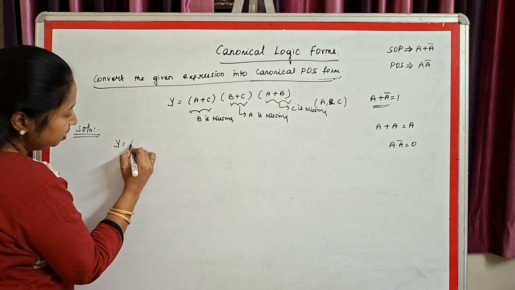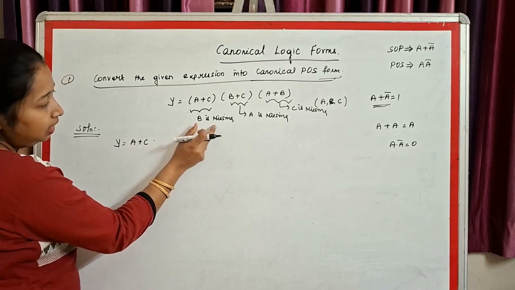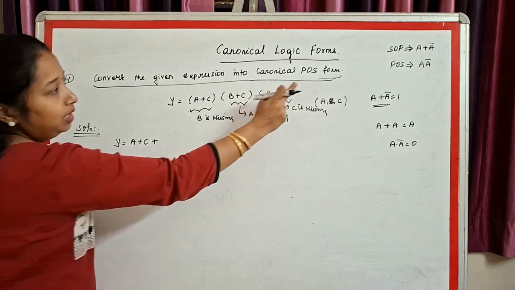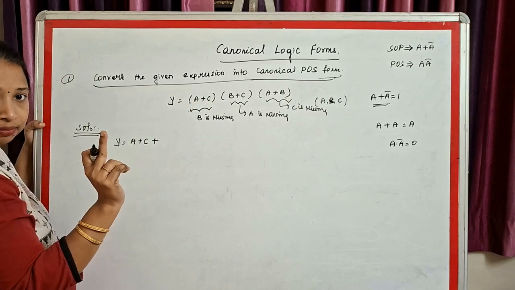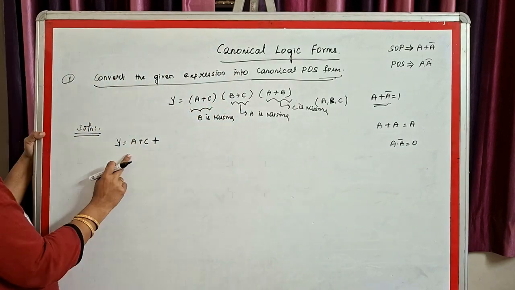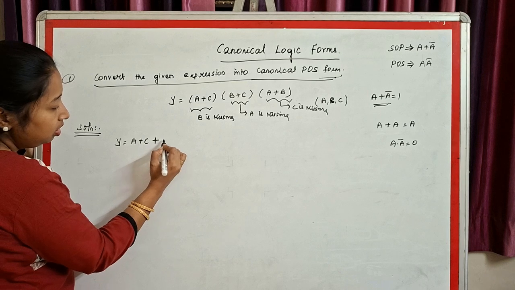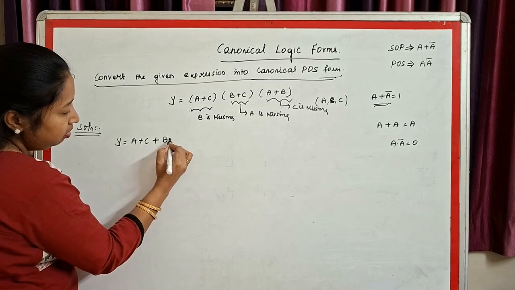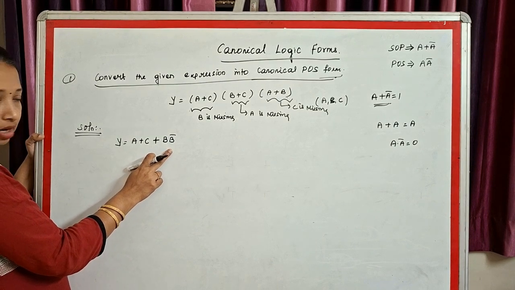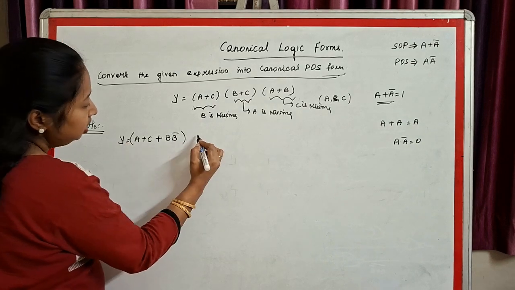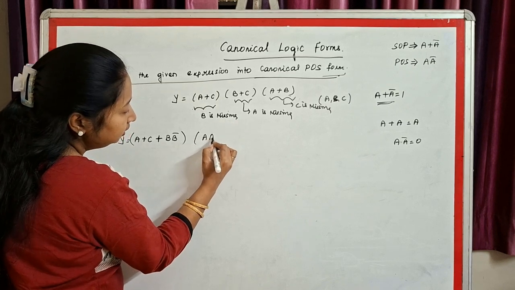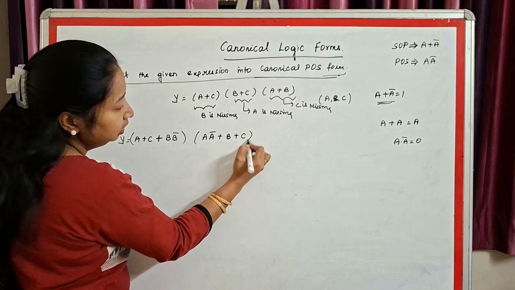Now, give the expression A plus C plus, here which variable is missing? B variable is missing. In POS, every single max term is a sum term. So, whatever is the missing variable, you have to represent it like this by summing it up with the max term. Now, which variable is missing in the first max term? It is B. So, I am going to represent B as B into B bar. Clear? Now, this is one max term. Check on the second max term. Which variable is missing here? Variable A is missing. So, how will you represent it? It is A bar plus B plus C.